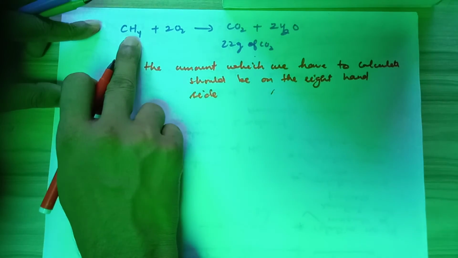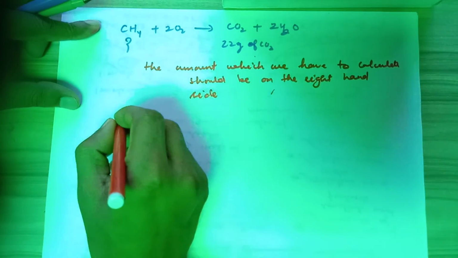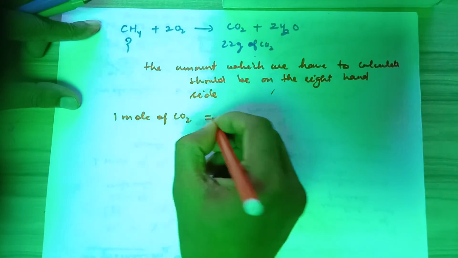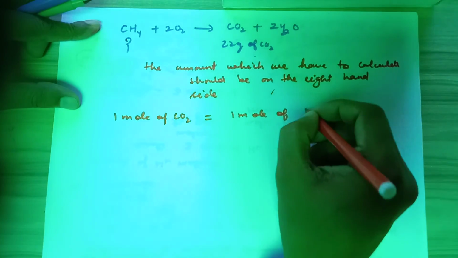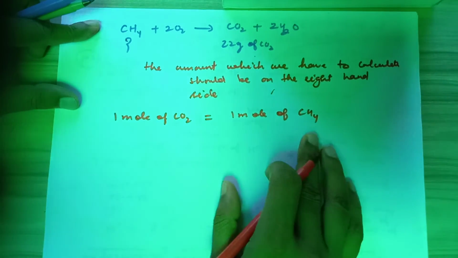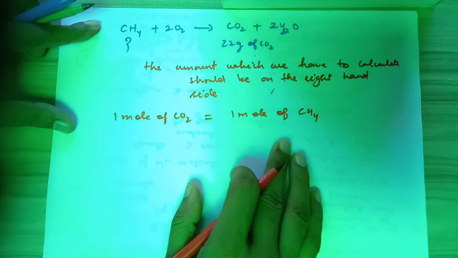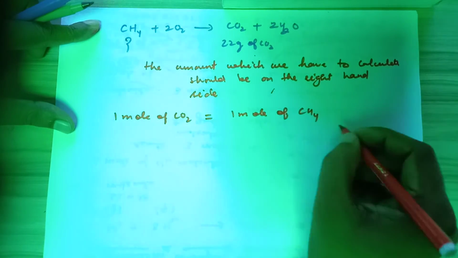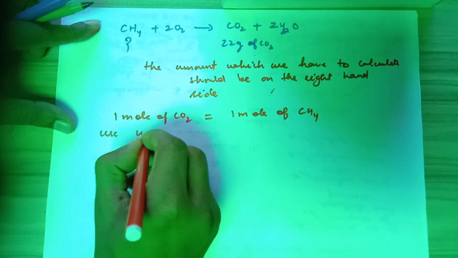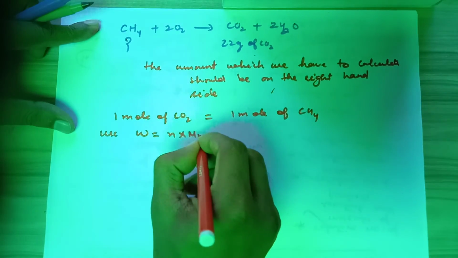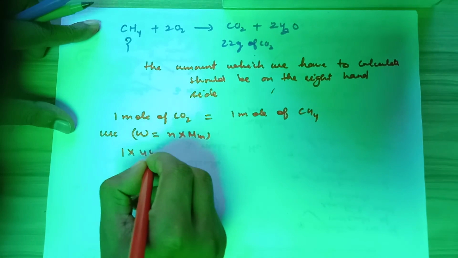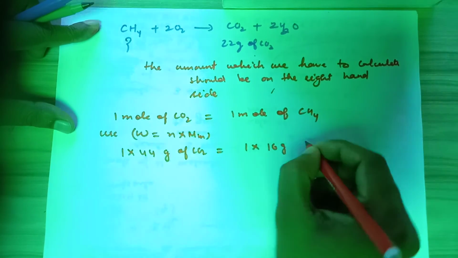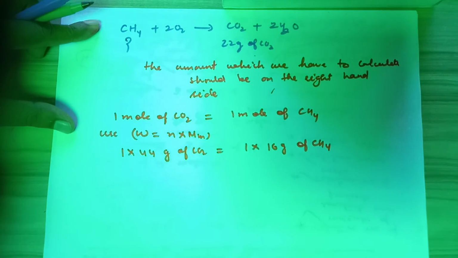Example, CH4 has to be calculated, CO2 is given, so from the general information 1 mole of CO2 will be on the left hand side, and 1 mole of CH4 will be on the right hand side, because we have to calculate this one only. So just convert it into amount of substance, that is in grams. So use amount of substance is equal to number of moles into molar mass. Just use it. It will be 1 into 44 gram of CO2 gives 1 into 16 gram of CH4.